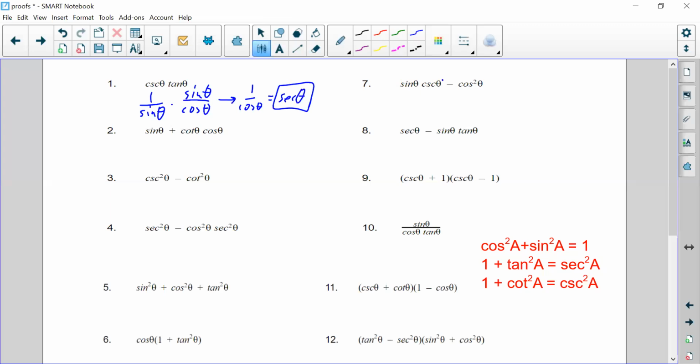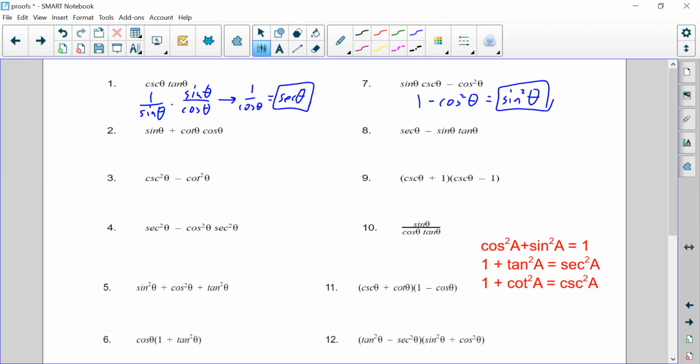On the second one, I automatically recognize that sine and cosecant are reciprocals of each other. So when you multiply reciprocals, you always get 1. And 1 minus cosine squared, well, that's taken from cosine squared plus sine squared equals 1. If I subtract cosine squared on both sides, I end up getting sine squared. So that is number 7 simplified.